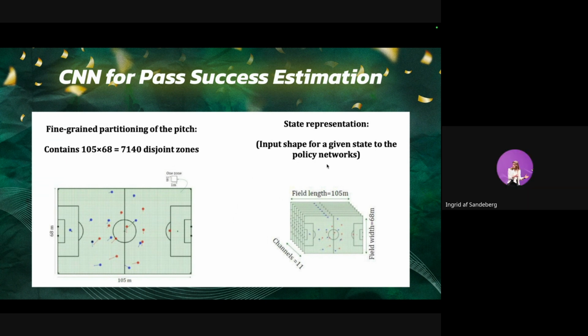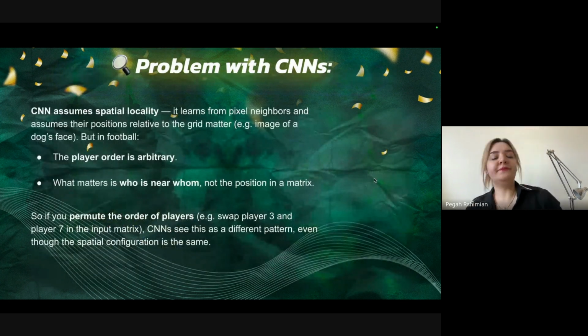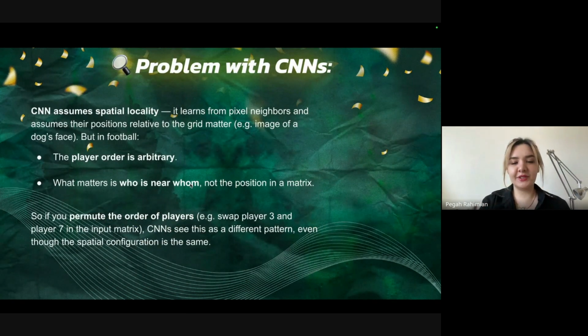Thank you. You're welcome. As I mentioned, this is a problem with the convolutional neural network. The permutation of the players is very important, and CNN cannot handle that because it considers that if two players are swapped, then there is a totally different pattern, and we don't want such a thing.